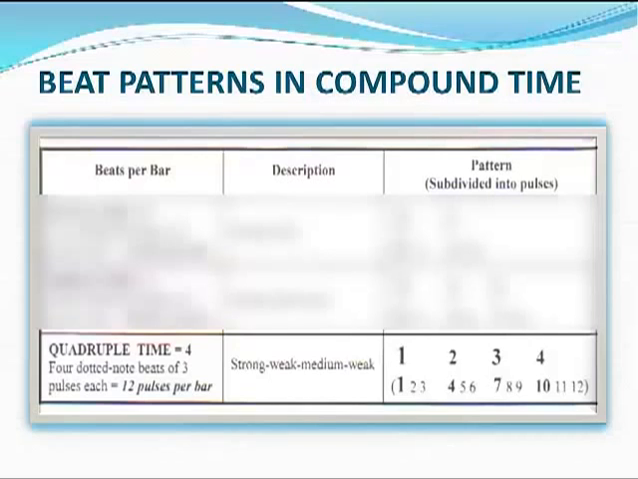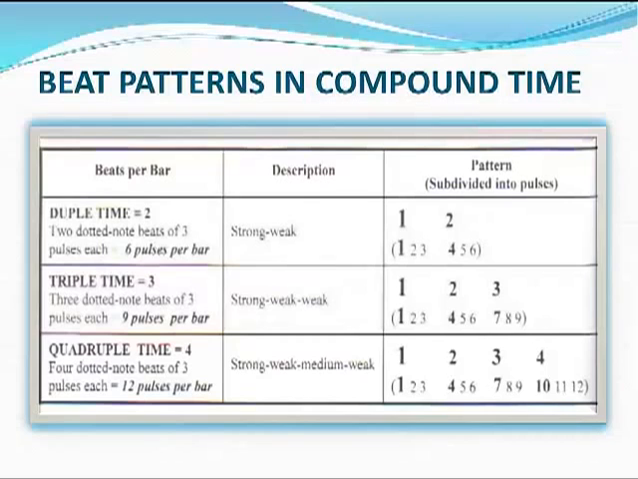In simple quadruple time, the top number of the time signature is 4, and in compound quadruple time, the top number is 12. So we have 12 pulses per measure, which are then grouped into 4 beats.